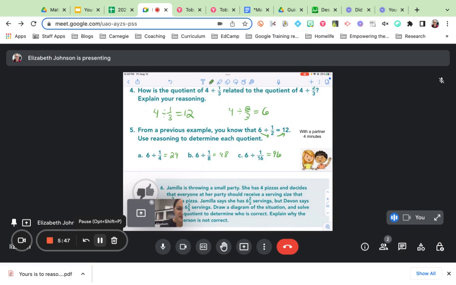All right, good work. 6 divided by 1/4 is 24, the same way 6 times 4 is 24. 6 divided by 1/8 is 48, the same as 6 times 8 is 48. And 6 divided by 1/16 is 96, the same way 6 times 16 is 96. Good job finding the value of these expressions.